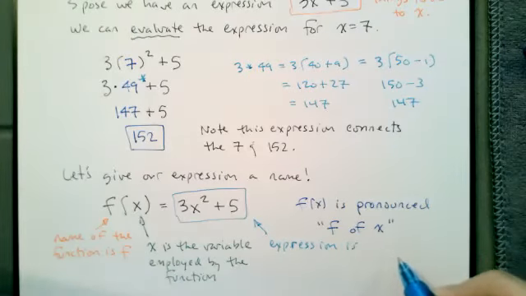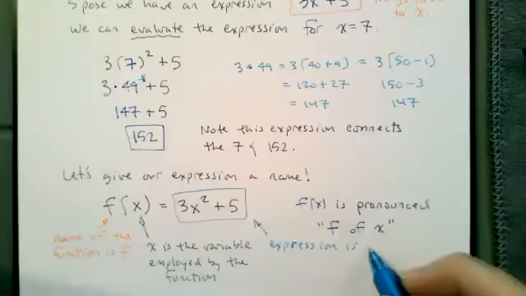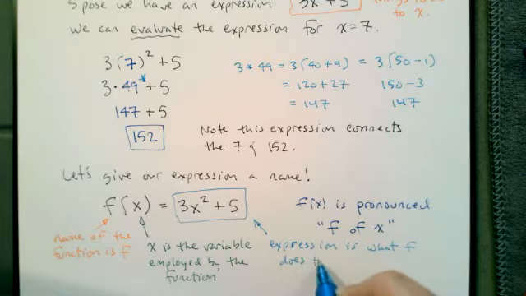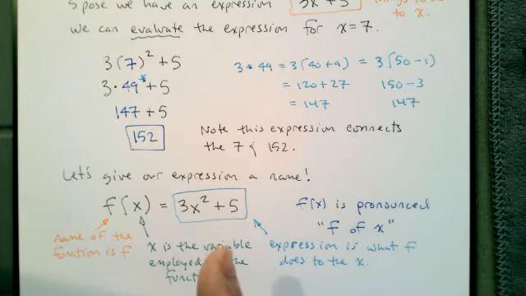The way I usually think of it is the expression is what f does to the x. So to evaluate this function, 3x squared minus 5, you take the x and square it, then you multiply by 3, and then you add 5.